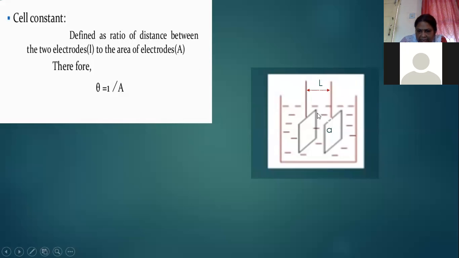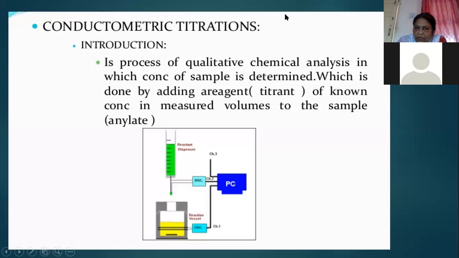That is, you can see here, these are the two platinum foils which are situated at a particular distance. Usually this L, the distance between the two platinum foils, is 1 centimeter, and the cross sectional area A is equal to 1 centimeter. So cell constant theta is equal to 1 by 1, or equal to 1. So when we start the experiment, the cell constant should be fixed at 1. Okay.